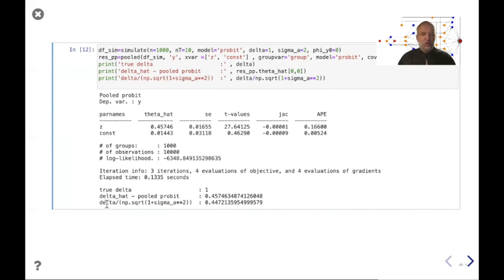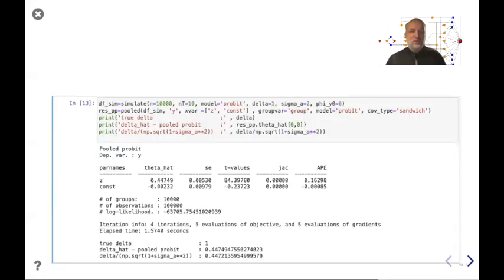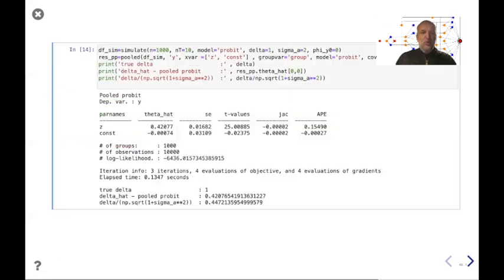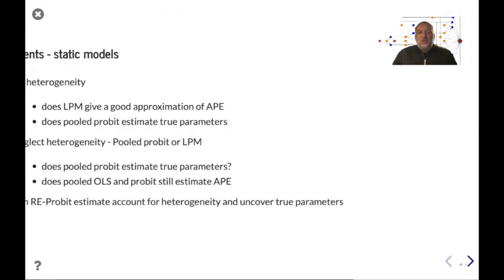But if we divide by 1 times the square root of 1 plus sigma alpha, we get a number that's very close. And why don't we try to increase the number of observations, say 10,000 observations in 10 time periods, and you see it completely nails it. So for sure the pooled probit is nailing the parameters up to scale. And in that sense, neglected heterogeneity doesn't mean a lot.